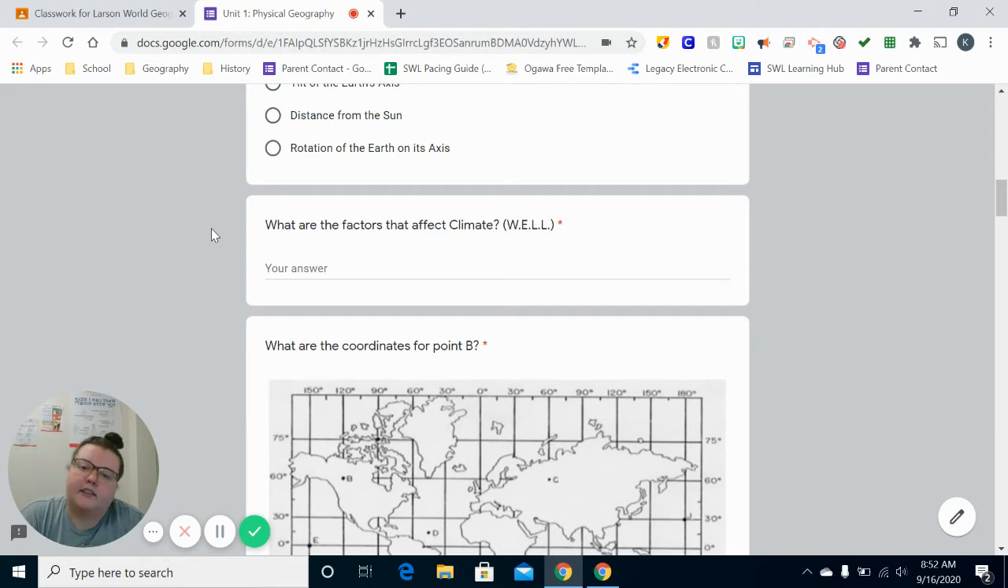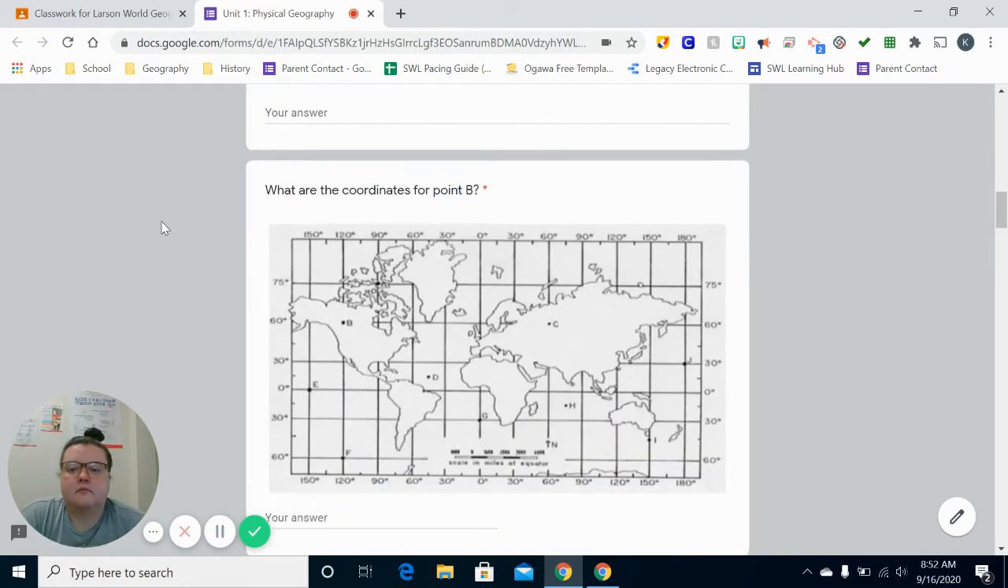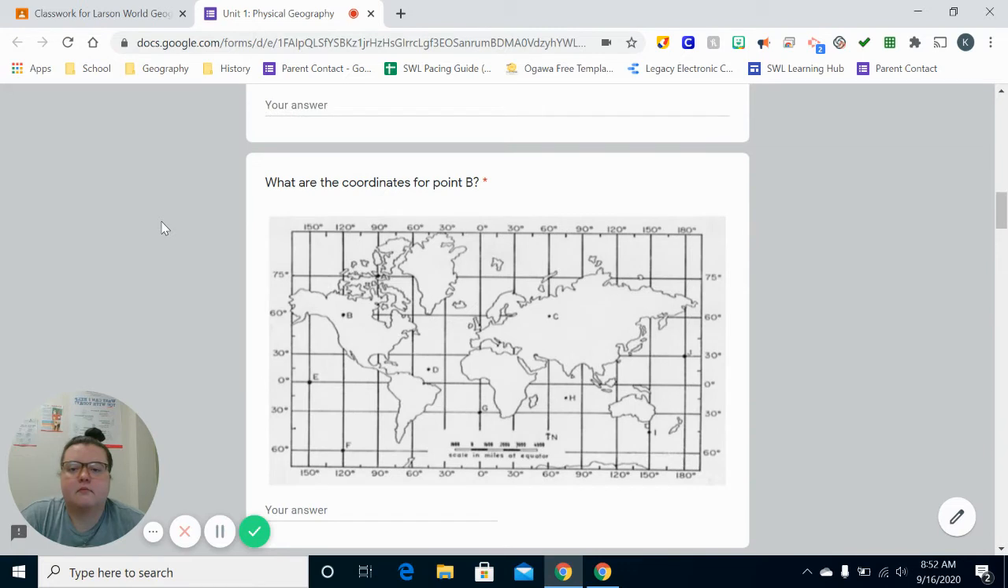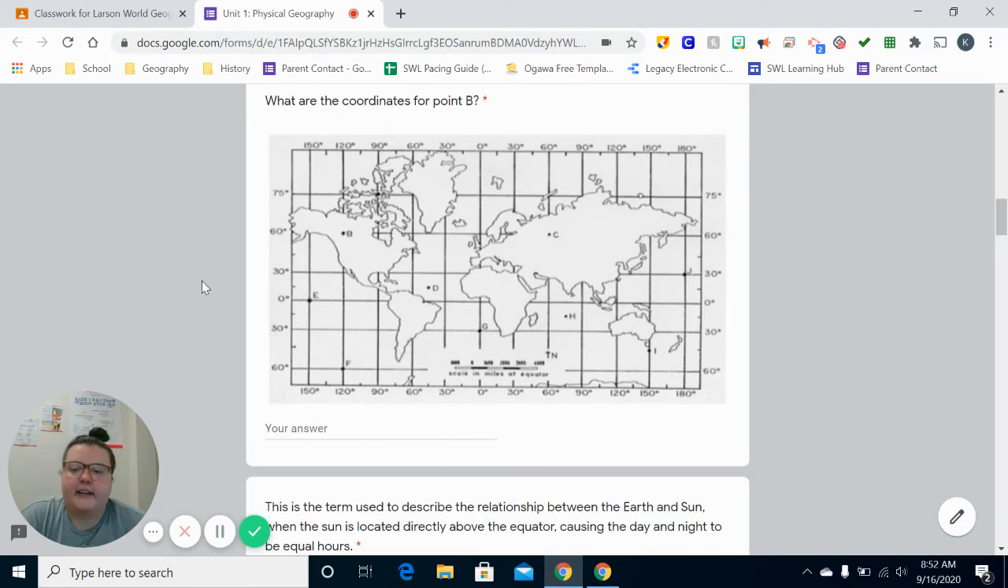4. What are the factors that affect climate? Remember, this is going to be the WELL, W-E-L-L. 5. What are the coordinates for point B? So you're going to find B and you're going to tell me where you meet it.